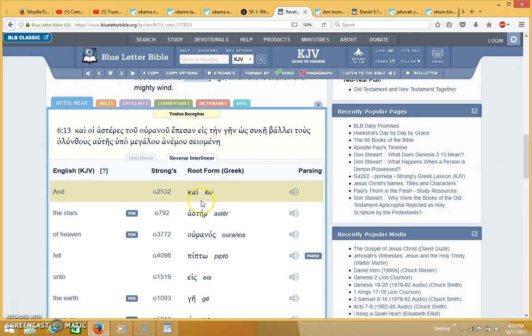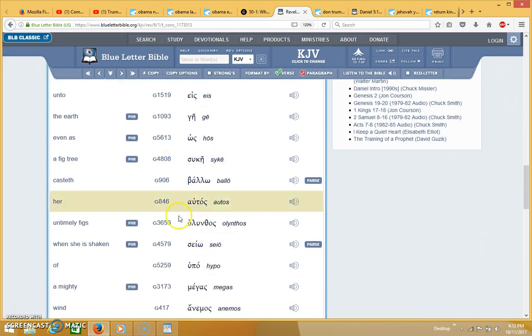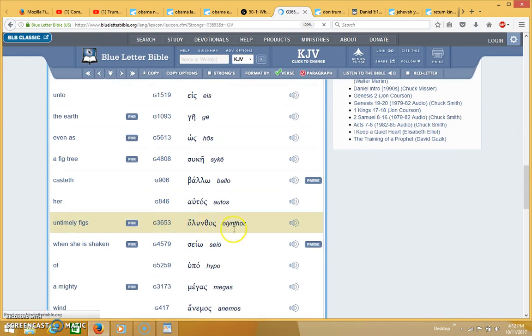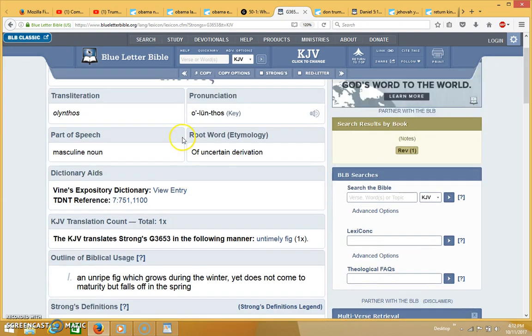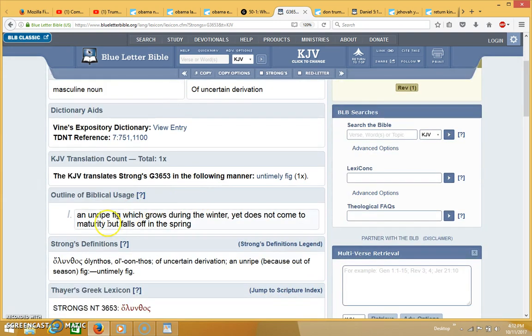And so when you look at the word untimely, you see that it's the same word. It's the word olinthos in the Greek. And olinthos is a plural, and olinthos is a singular. And over here it says, "An unripe fig which grows during the winter, yet does not come to maturity, but falls off in the spring."